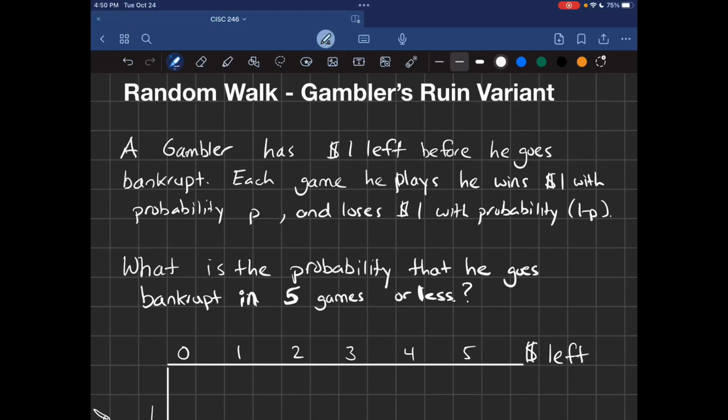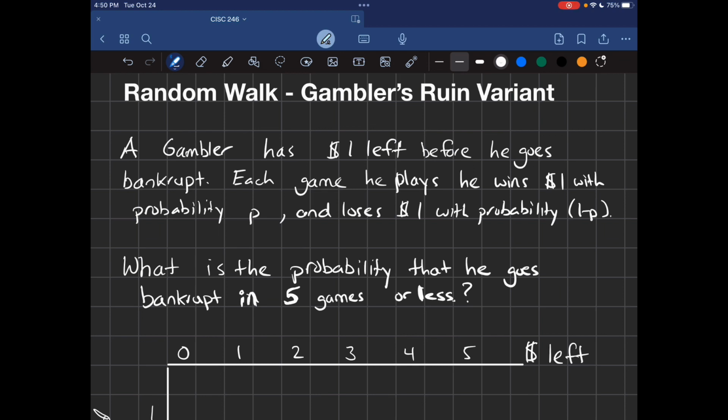In this video, we'll be discussing what's called a random walk, and in particular, a famous probability theory problem, which is the gambler's ruin. This is, in my opinion, a simpler variant, but it gives you a taste of how these random walks go. So here's the problem.